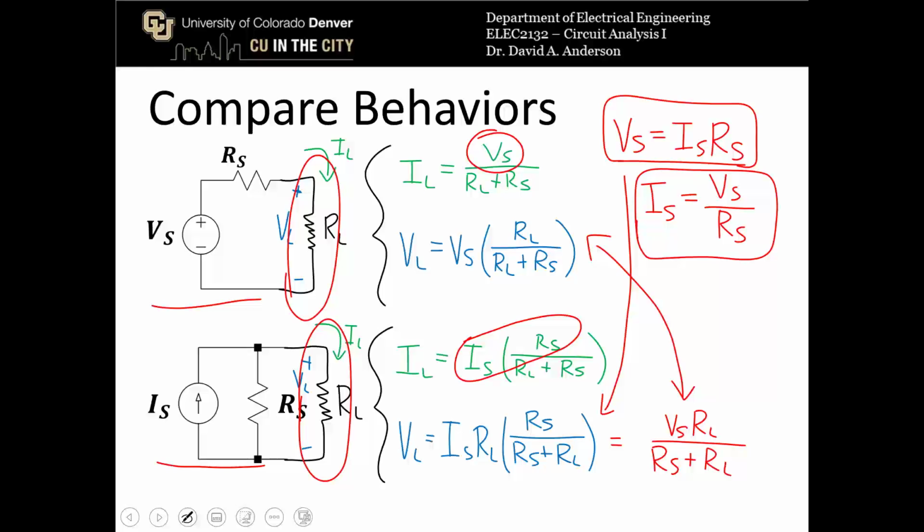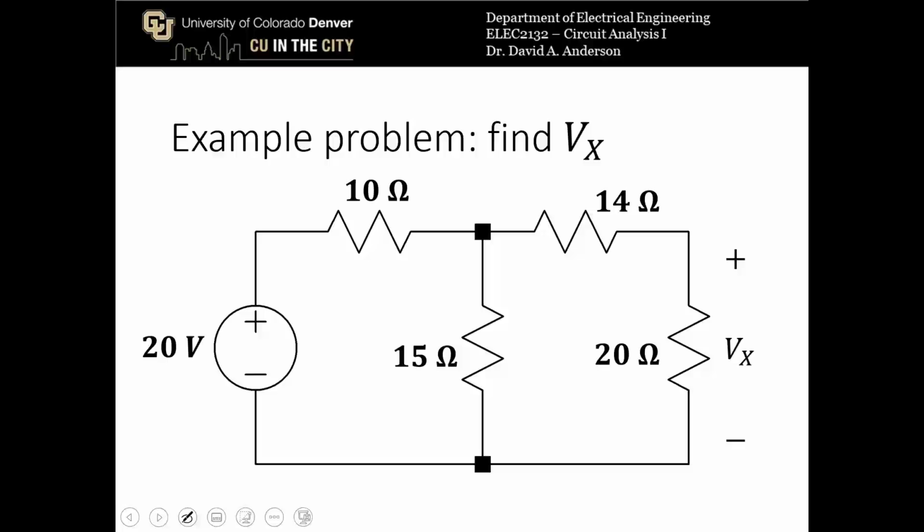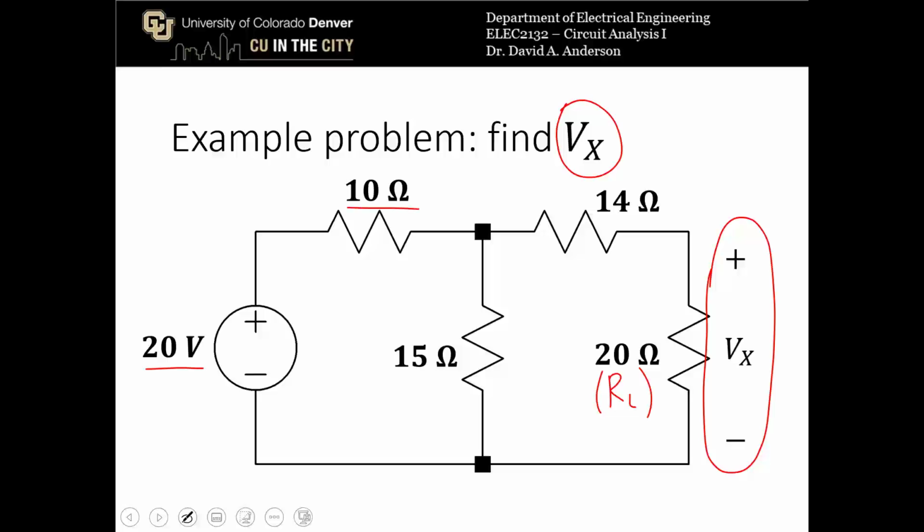So let's do an example problem. In this problem, we are tasked with finding voltage V sub X, which is across a 20 ohm resistor, and that will basically act as our R sub L. We have an entire other circuit network consisting of a 20 volt source, a 10 ohm resistor here, 15 ohm resistor here, 14 ohm resistor here, and that is going to act basically as a whole big source that we can keep source transforming to get this into a more convenient form.